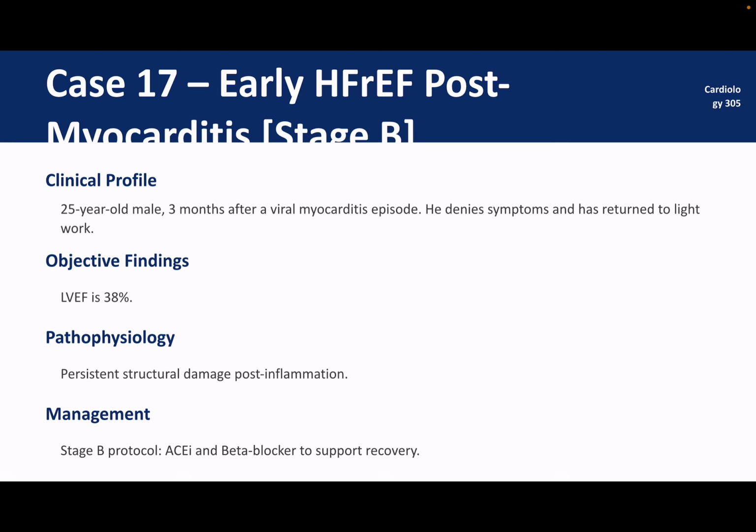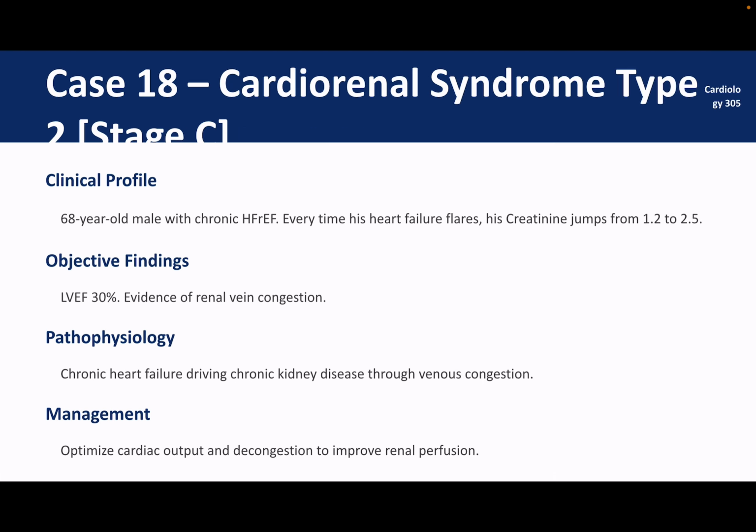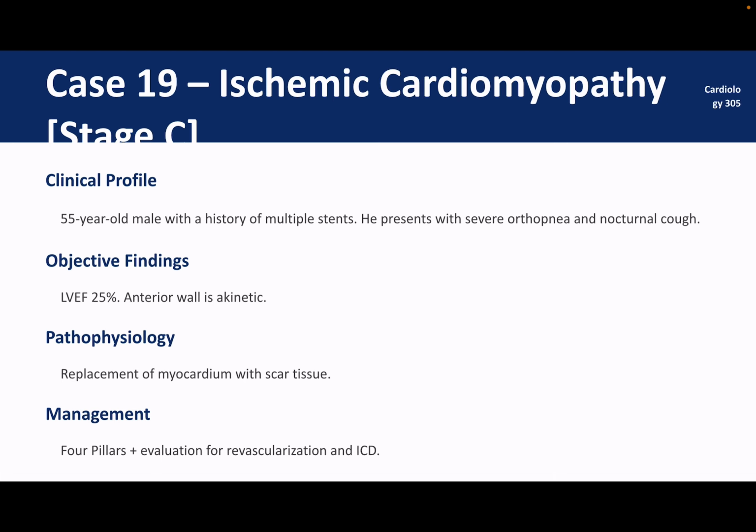Early heart failure with reduced EF post myocarditis, but stage B: young patient post viral myocarditis, EF of 38%, asymptomatic. This is stage B. ACE inhibitors plus beta blockers to support recovery and prevent worsening. Cardiorenal syndrome type 2: chronic heart failure with reduced EF with recurring creatinine rise during decompensation, venous congestion-driven kidney injury. Optimize cardiac output and decongestion.